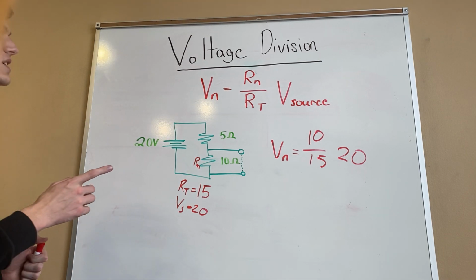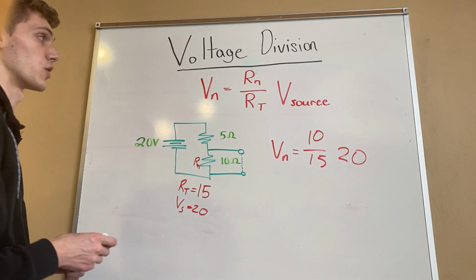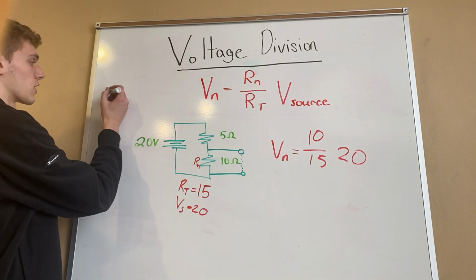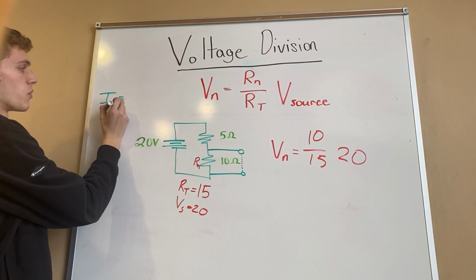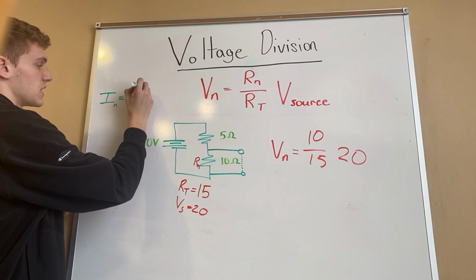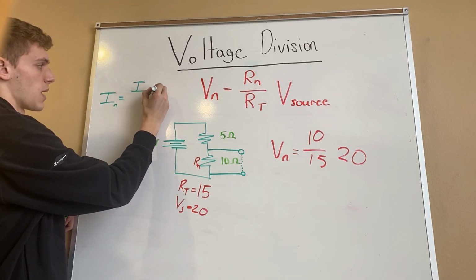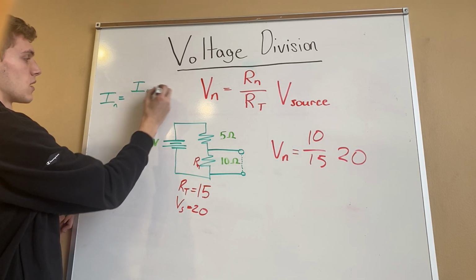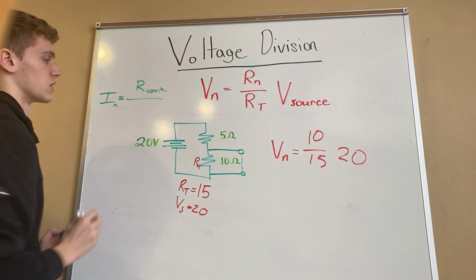Notice that this is different than the equation that we used for our current division. Throwback to our current division, when we had In, we're actually doing the opposite. We don't want to use Rn, but we use R of the opposite over the R total.